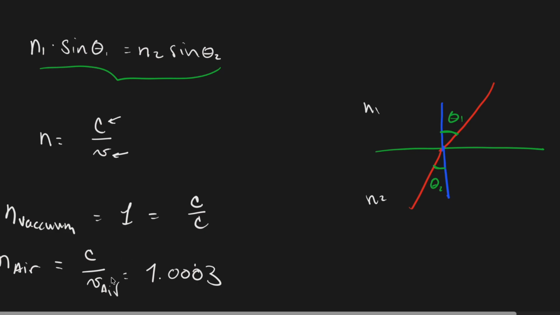So we know that the velocity of light in air is a little less than that in the vacuum. That is why the refractive index is going to be greater. Now we will solve some questions maybe later to discuss it further and for us to practice.